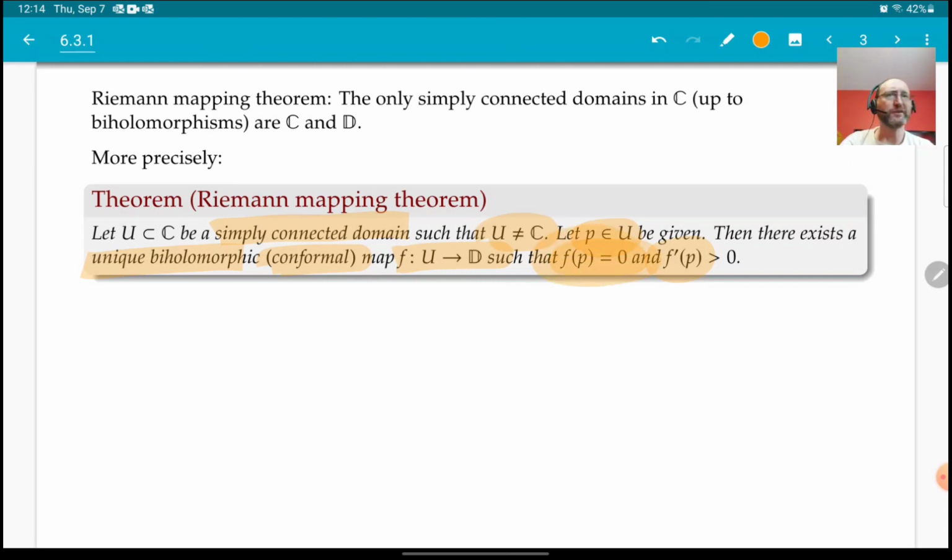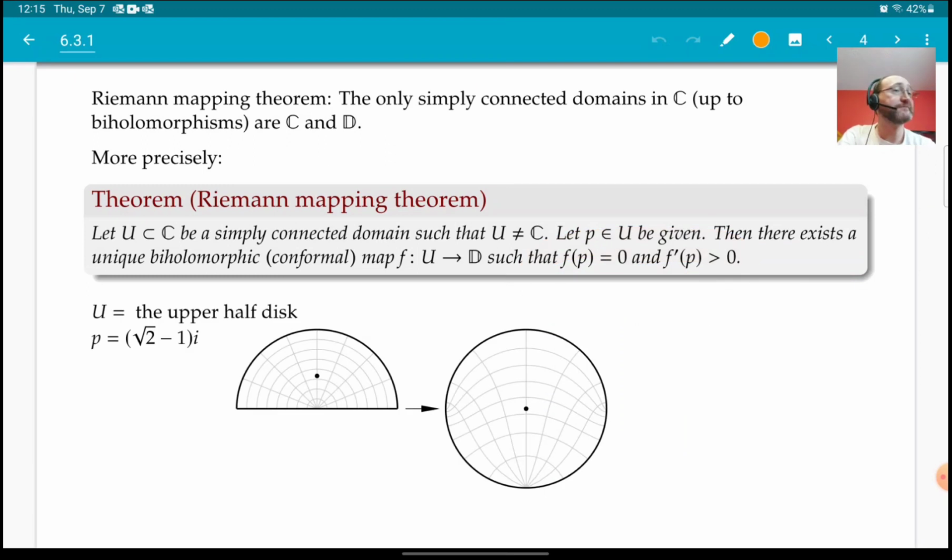Once you have a mapping, you could always apply an automorphism of the disk, and then you could rotate, right? But of course, the interesting thing is going to be uniqueness, and we're actually going to use these conditions. They're not just extras, but we're actually going to use them to construct this mapping. It's really this maximization, this optimization problem, that we're going to use Montel's theorem for.